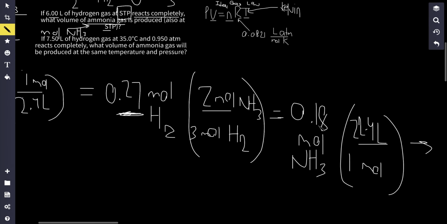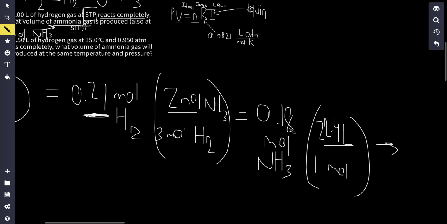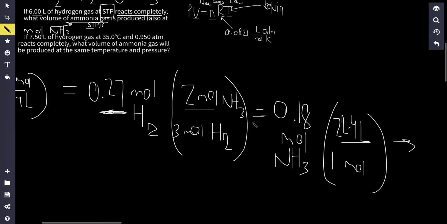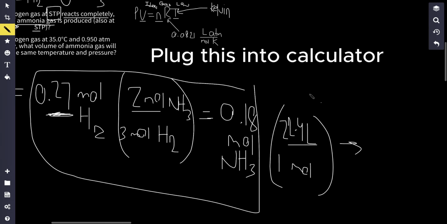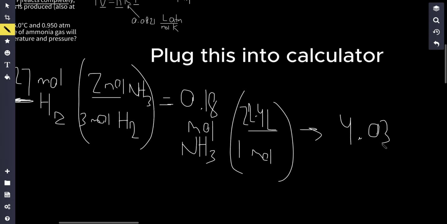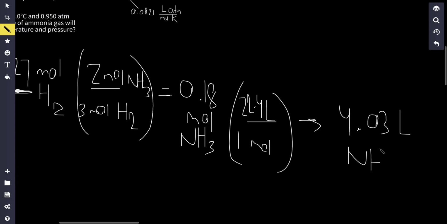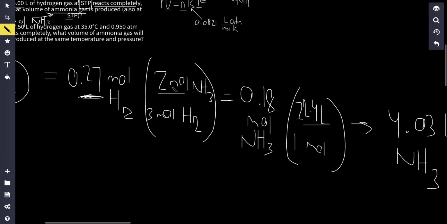Do not show your work like this, by the way. I should do the work separately, like there or something, because these are not equal to each other. Only this is equal to this, but I make it seem like this whole thing is equal to that. Liters of ammonia. So this ammonia is going to occupy 4.03 liters.